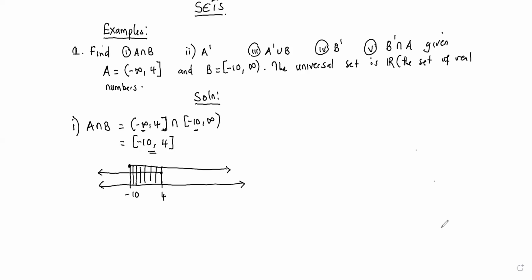So you see that the intersection includes negative 10 and positive 4.